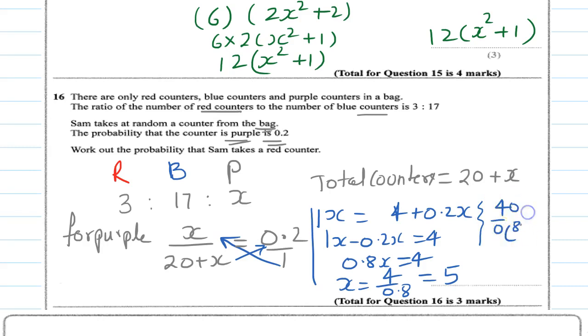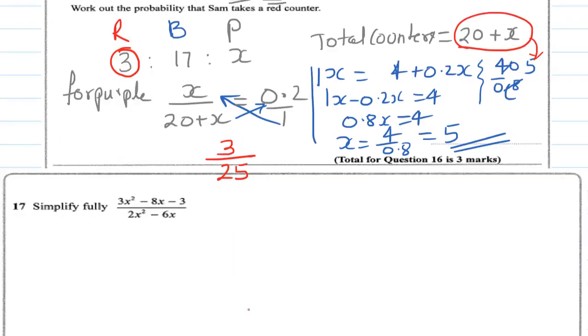Yeah, it is 5. So 4 divided by 0.8, like this I am showing you. Remove the point, it is 0. So 8 times 5 is 40. So we got 5 here. Yeah, we got 5. So x is 5. Now we want the probability that Sam takes a red counter. So how many red counters are there? 3. So 3 divided by total. Total is how much? 20 plus x, and x is 5. So 20 plus 5, that is 25. So it will be 3 over 25.